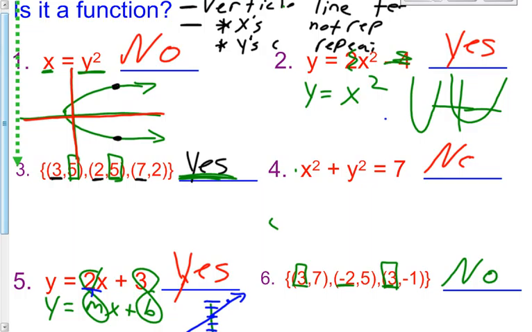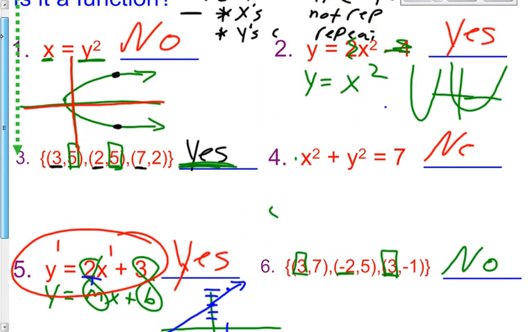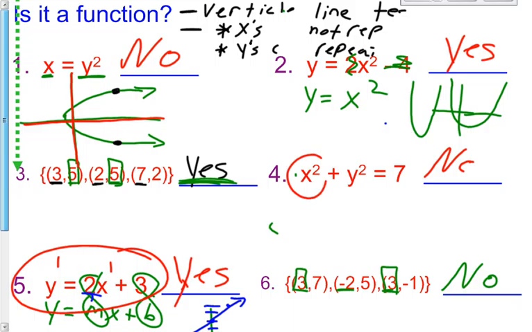If we were to recap this here, we would say that if y is raised to the first power and x is raised to the first power like number 5 is, it is a completely straight line. And straight lines are always functions. For number 4, if your x is squared and your y is squared, we know that this is a circle. And a circle is not a function.